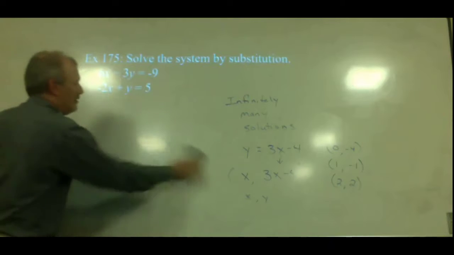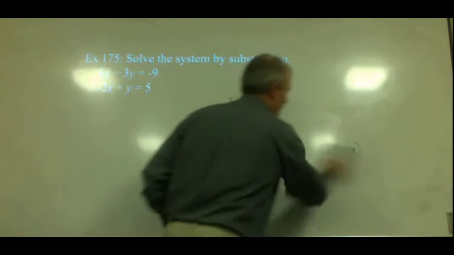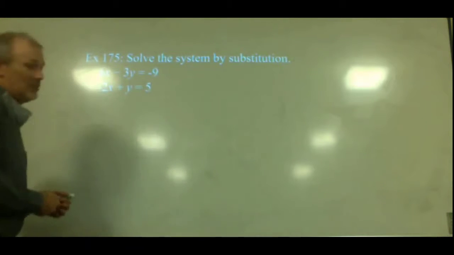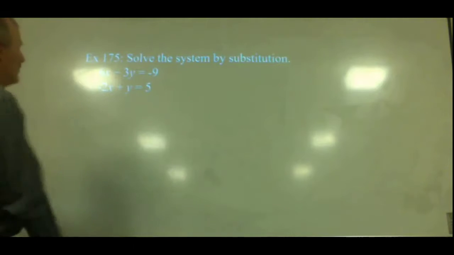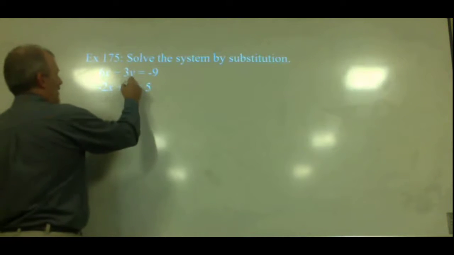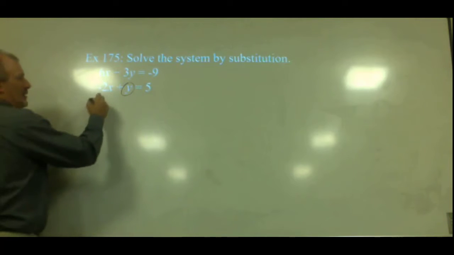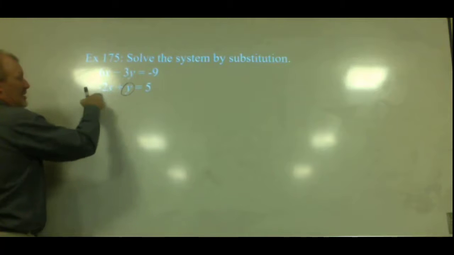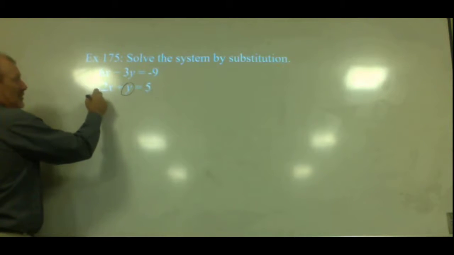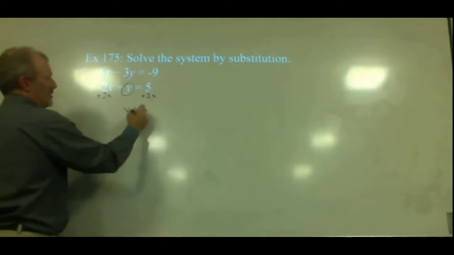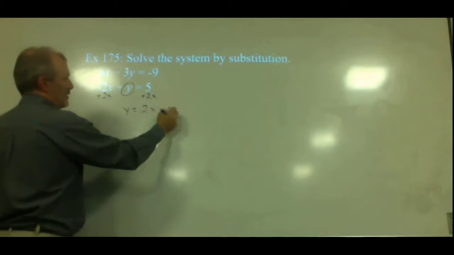Is this the last example? No, we got 2 more. Looking at this one, which variable do you think would be the easiest one to get by itself? Probably this y right down here. To get this y by itself, we want to cancel this out, so we're going to add 2x. So y equals 2x plus 5.